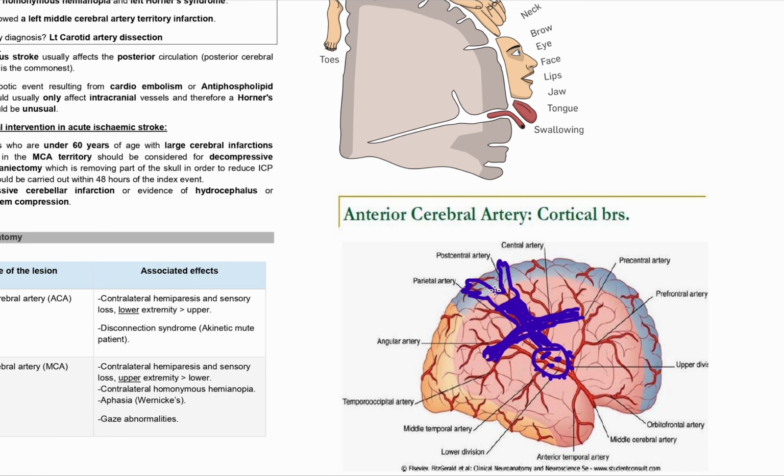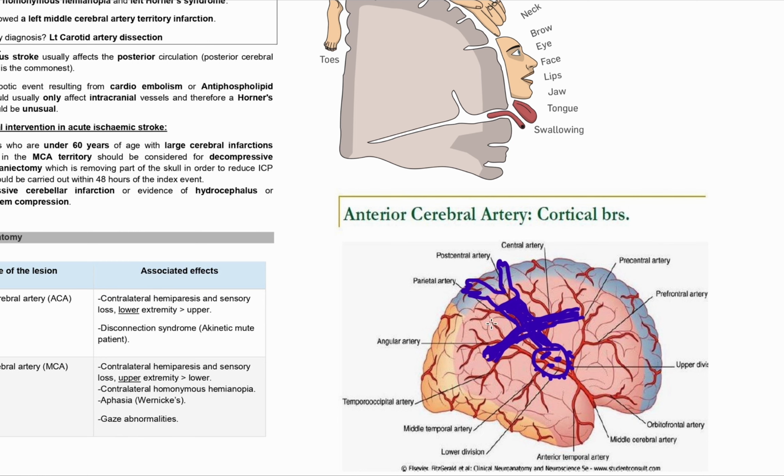The lower limb part is supplied by the anterior cerebral artery, you can see here, but the body, the upper limbs and also the face area are regulated by the area that is supplied by the middle cerebral artery. So suppose a patient has only anterior cerebral artery thrombosis or occlusion, then only the lower limb will be involved and paralyzed, but the upper part, body and upper limb will be spared, right?